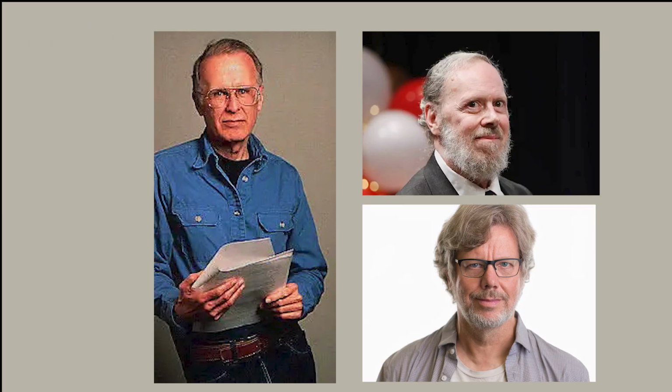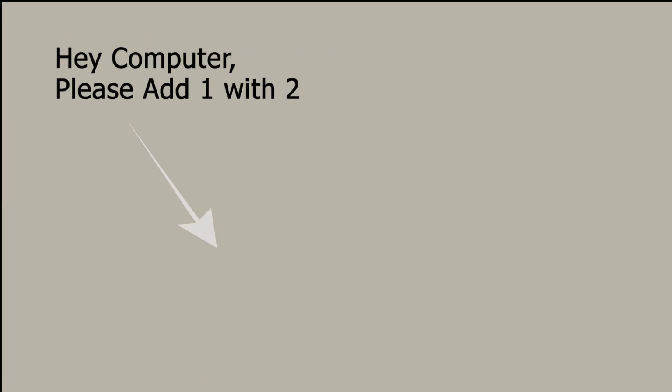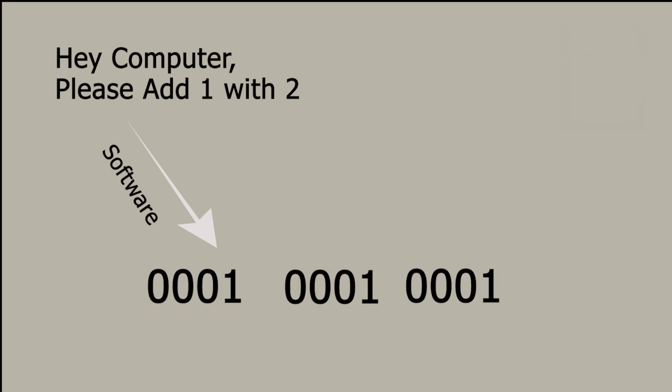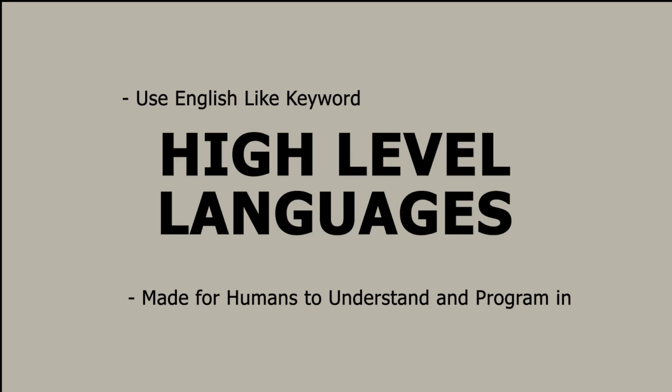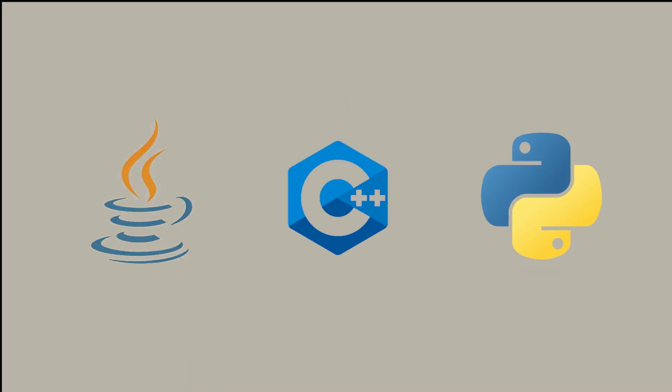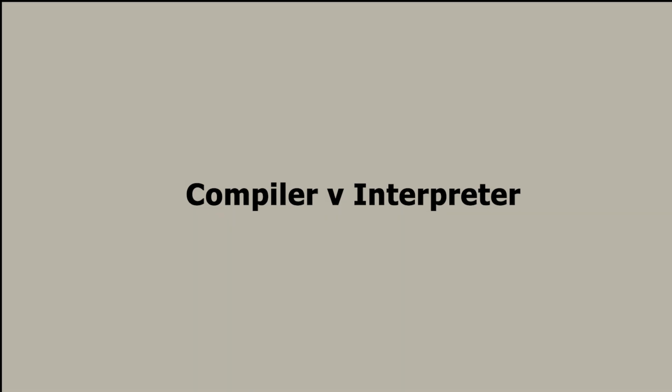That is why clever computer scientists came up with a workaround. They wrote some software that could take our commands in an English-like language and convert it into binary code that the machines can understand. These languages that use English-like keywords and are made for humans to understand are known as high-level languages. So most languages that you might have heard of, like Java, C, Python, are all high-level languages. The software used to decode these English-like keywords is also known as a compiler or an interpreter.